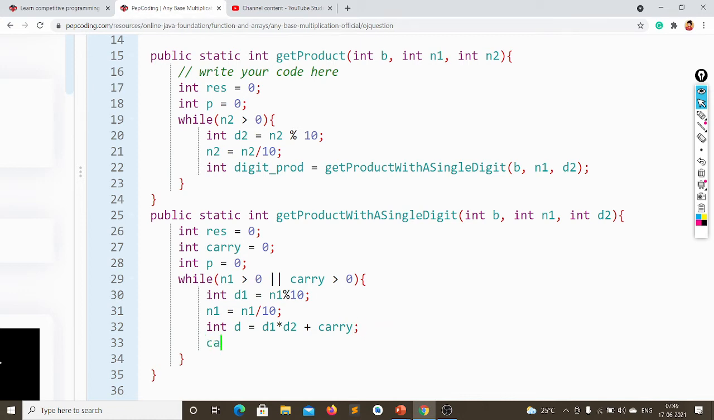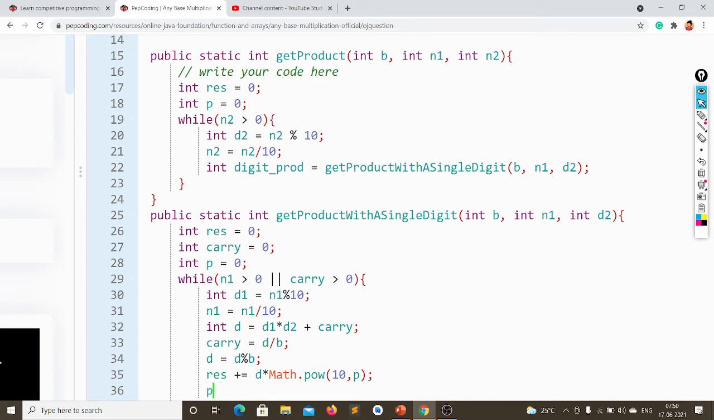What is my carry now? I already explained, carry is equal to d by 8, or modulo division 8 by 8, so by b. Okay, what will be my digit now? d is equal to d modulo division b. Okay, and what will be my result? result plus is equal to d into Math.pow of 10 comma p, and again now I'm incrementing my p.